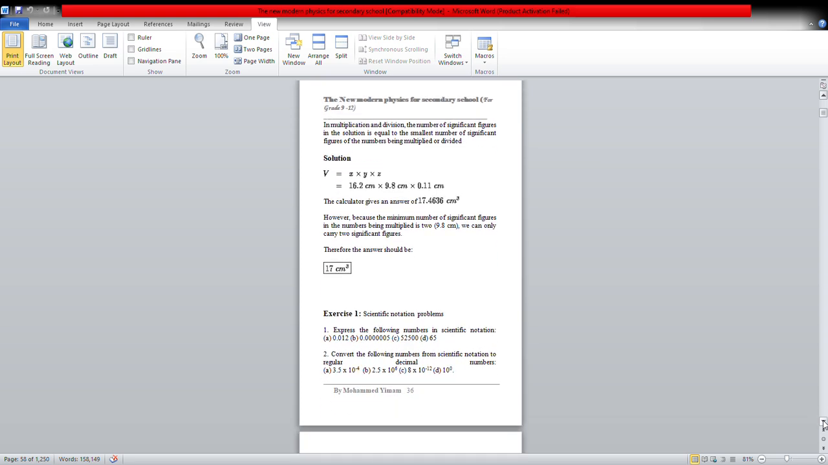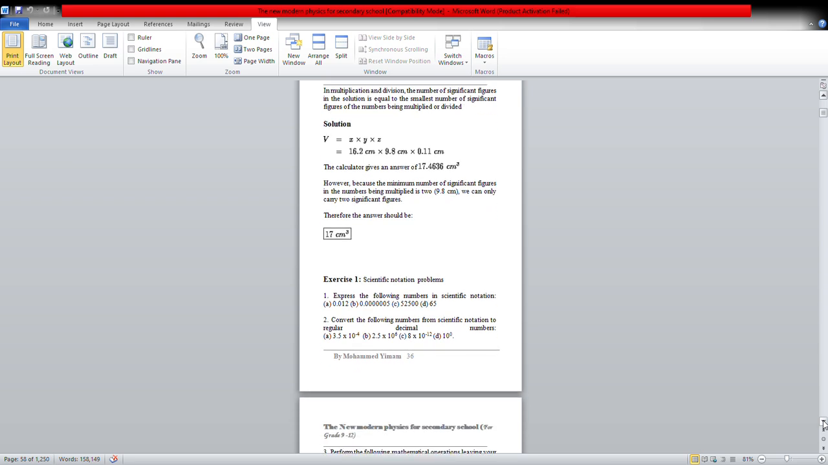Solution: V is equal to x times y times z, which is equal to 16.2 centimeter times 9.8 centimeter times 0.11 centimeter. The calculator gives an answer of 70.4636 centimeter cubed. However, because the minimum number of significant figures in the numbers being multiplied is that of 9.8 centimeter, we can only carry two significant figures. Therefore, the answer should be 17 centimeter cubed.